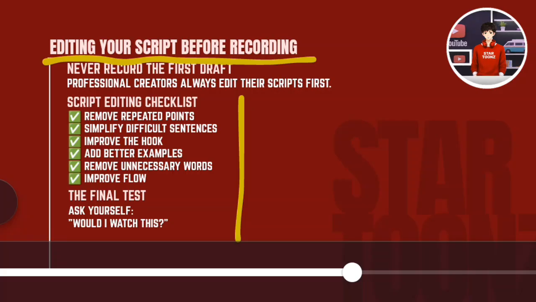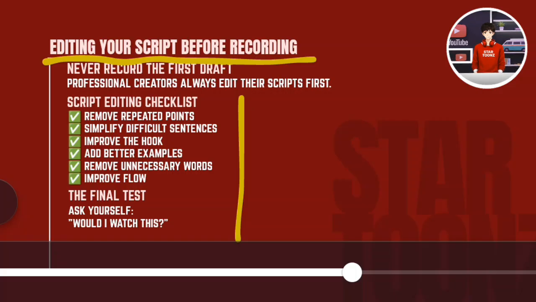Then, look for opportunities to add examples. Examples make abstract concepts much easier to understand. After that, remove unnecessary words. Every sentence should have a purpose. If a sentence doesn't educate, entertain, or move the story forward, consider deleting it.